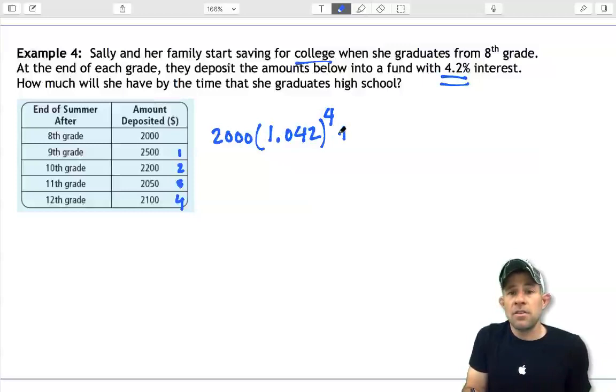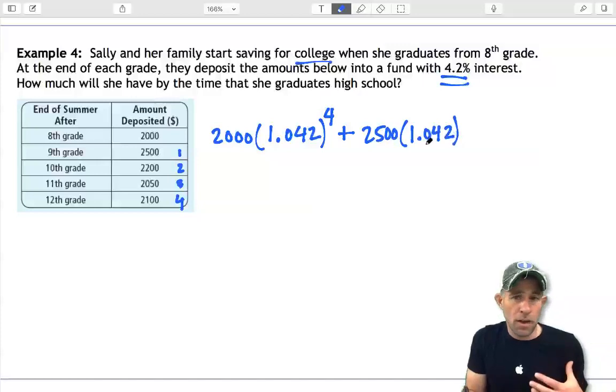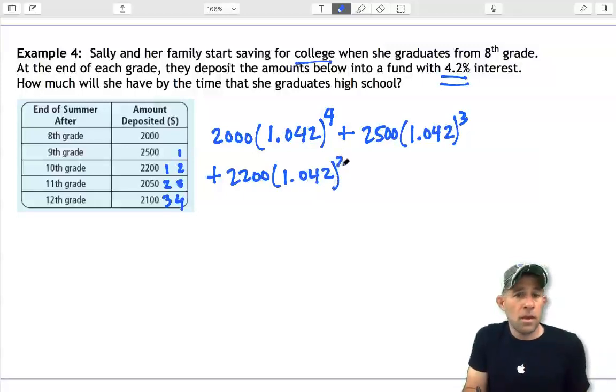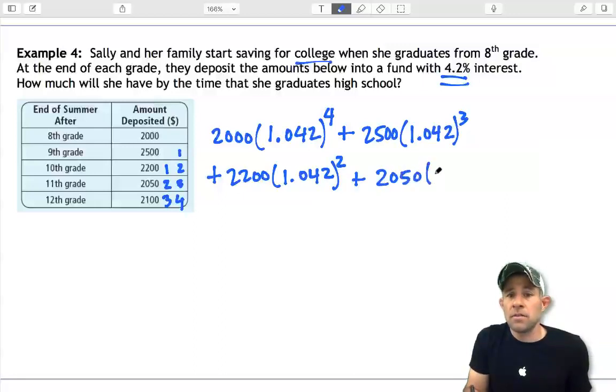And then, in addition to that, she's also made the next summer $2,500, and that's also going to be deposited and earn the same interest. So we're going to multiply it by the same growth factor. However, now it's only going to earn interest for 1, 2, 3 more years. All right, well, she does the same thing. The next summer, she earns $2,200, and that's going to be deposited in the bank, earning that same 4.2% interest. However, now it's only going to sit in the bank for 2 years. The next summer, she's going to earn $2,050, and that's going to earn interest for 1 year.